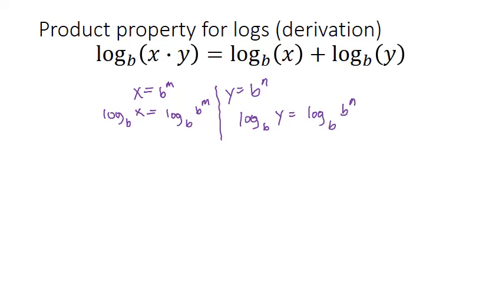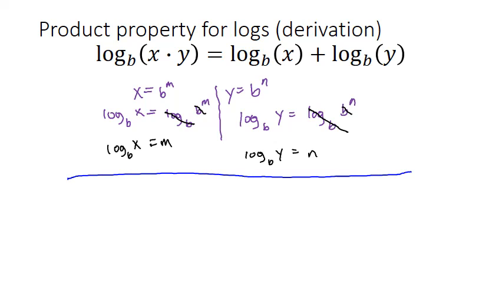From what we knew from exponentials and logs, log base b and base b are inverses of each other. So we know that m is the same as log base b of x. On the other side, same thing. Log base b and base b are going to cancel each other out. So we know that n is the same as log base b of y. So let's continue with what we know.